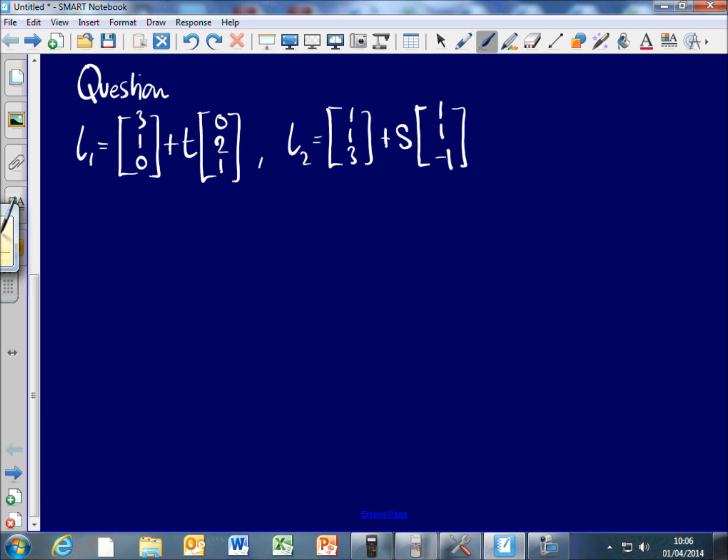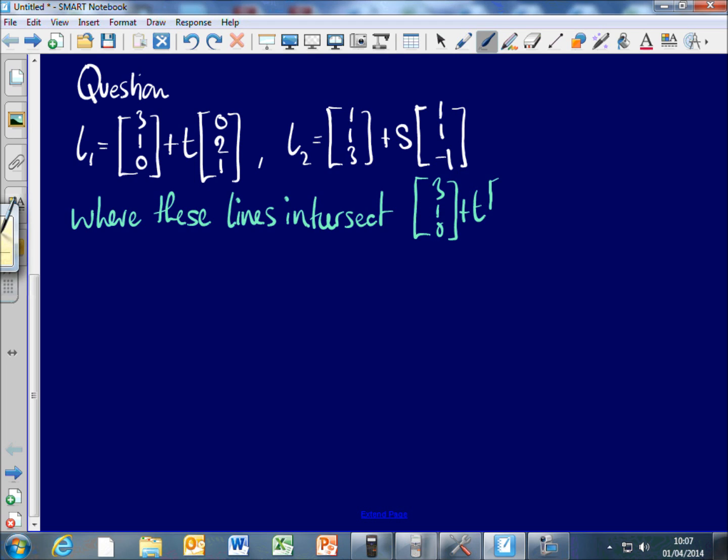So at the point where they intersect, let me just write this down, where these lines intersect, they can be put equal to each other. So (3, 1, 0) plus t(0, 2, 1) has got to be equal to (1, 1, 3) plus s(1, 1, -1).